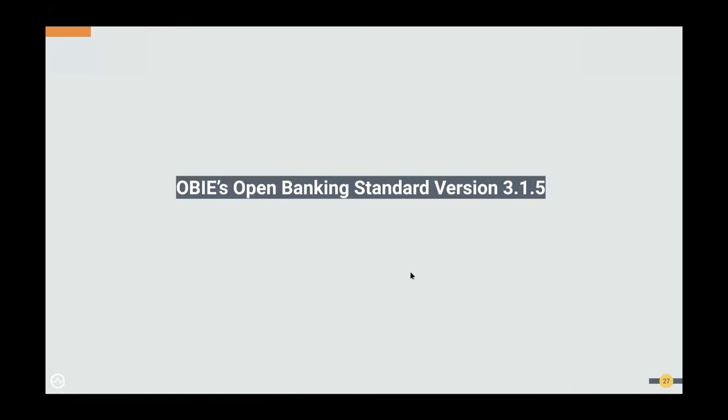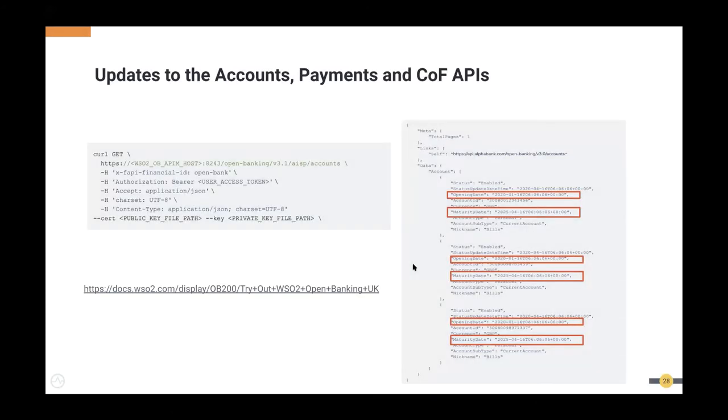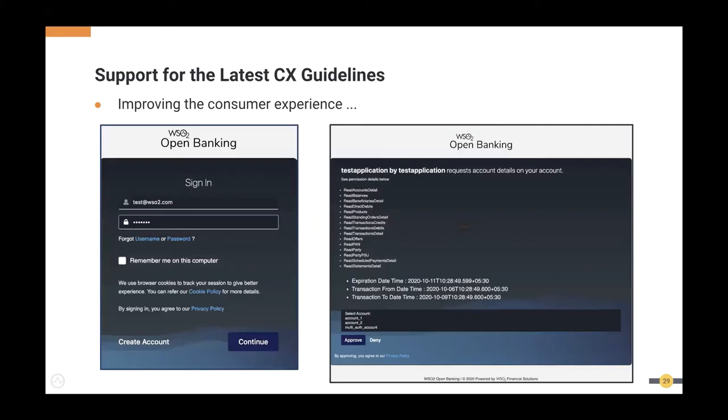Let me walk you through the updates we have done for OBIE's open banking standard. The main difference, if we compare with the previous versions of the open banking UK standard, is that there are only minor updates for the accounts, payments and confirmation of funds APIs. And we have already incorporated those changes into OpenBanking 2.0. With OpenBanking 2.0, we have worked on revamping all the user interfaces of the solution to have a fresher look. That will help make the consumer and bank staff journeys easier.